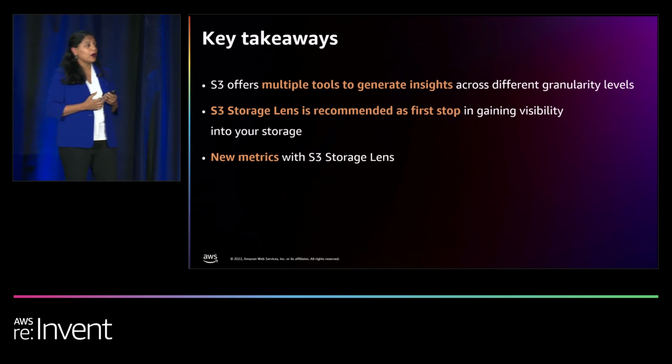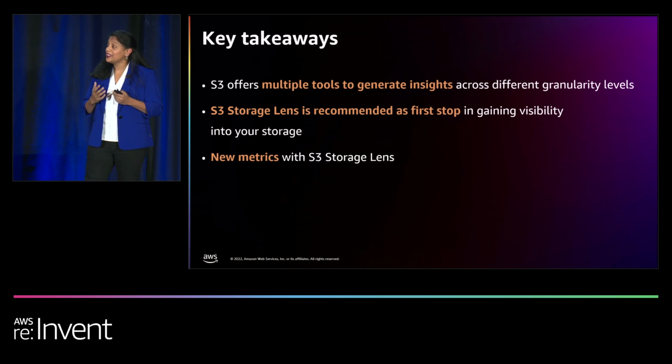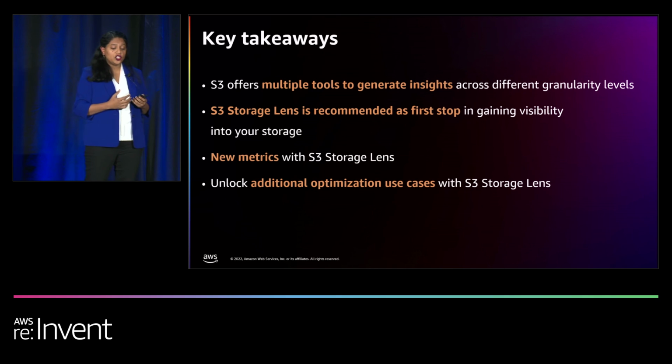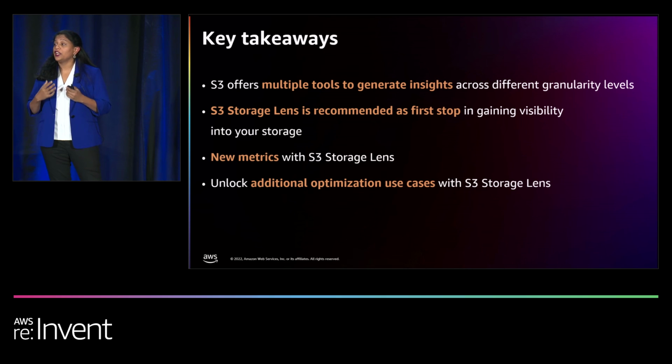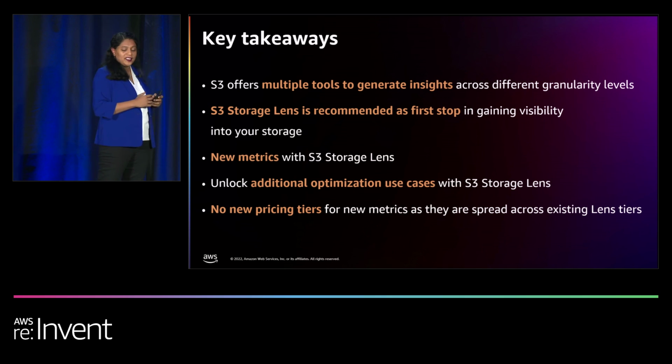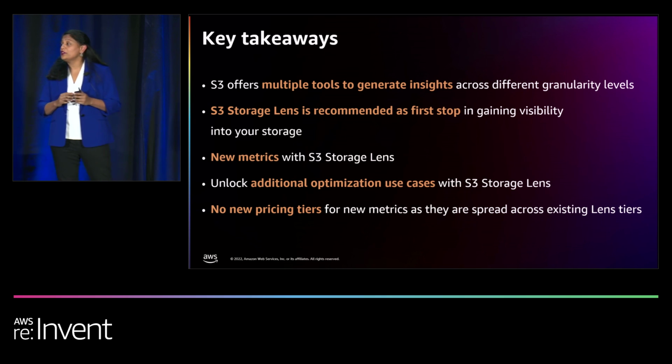Pino talked to you about our newest edition of metrics in Storage Lens, which is bringing the total count of metrics to greater than 60. We also went over some of the use cases that you can address with Storage Lens and how you can ensure that your data is being protected and you are being cost efficient. And I can't stress enough, the pricing remains the same. So you're getting 13 new metrics in the free tier and 21 new metrics in the advanced tier.